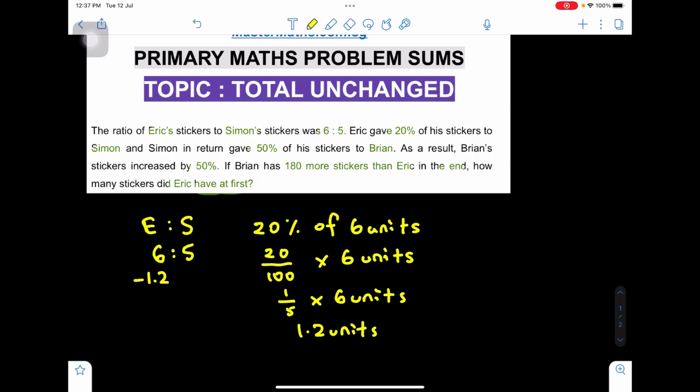Gave to whom? He gave it to Simon. So for Simon, you have to add 1.2. And then at the end, 6 minus 1.2, that would be 4.8 units for Eric that's left. 6.2 units for Simon that's left. Okay, so what happened next was Simon in return gave 50% to Brian.